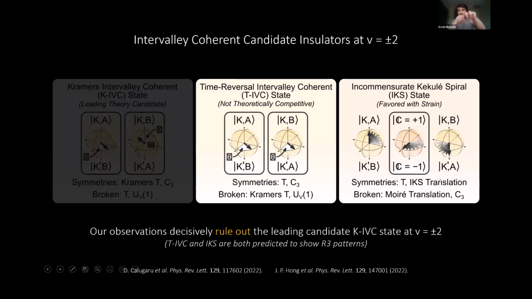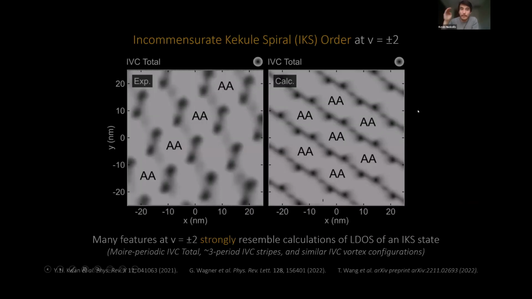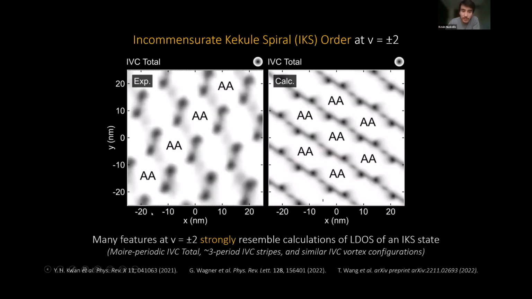So it will form these stripes of similar IVC ordered phases, but when you move to a nearby stripe, that stripe has a different intervalley coherent complex phase. So this is actually the phase that we'll focus on right here, because it shows many features that are strongly resembling our observations at plus or minus 2.